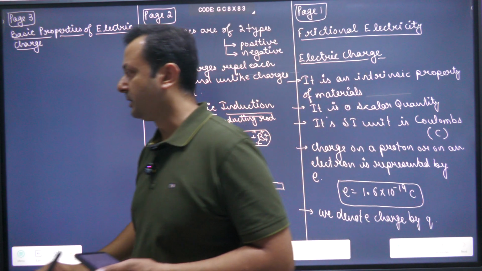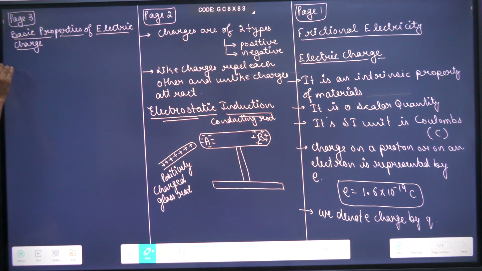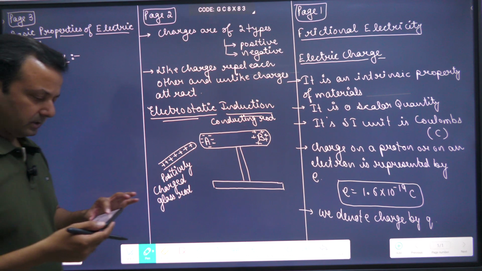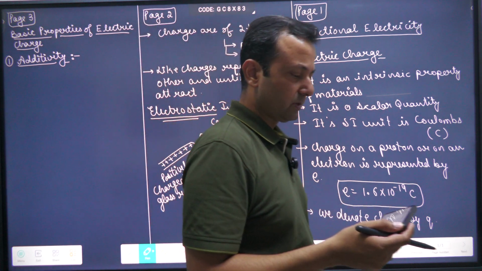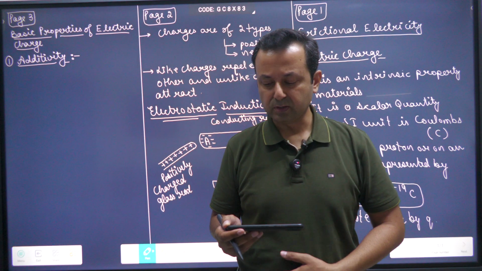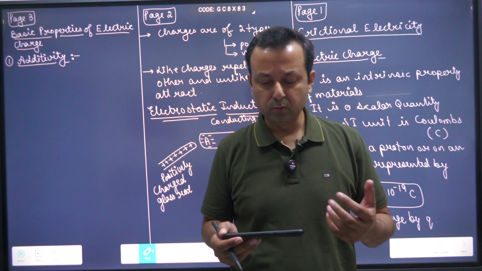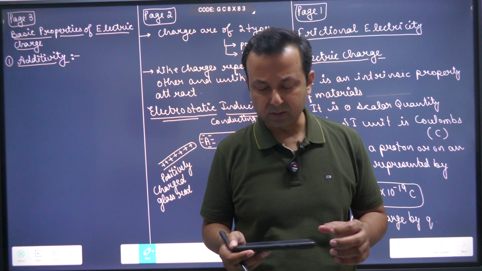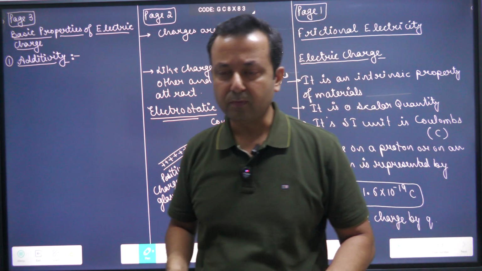First property is additivity. Additivity of electric charge means that the total charge of a system is the algebraic sum of all the individual charges located at different points inside the system. If a system contains charges Q1, Q2, Q3 till Qn, then its total charge is the sum of all the charges.